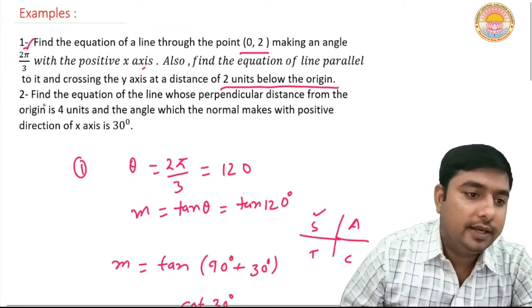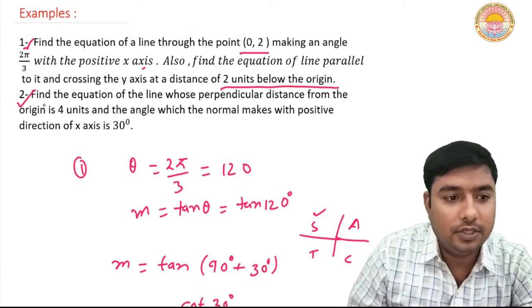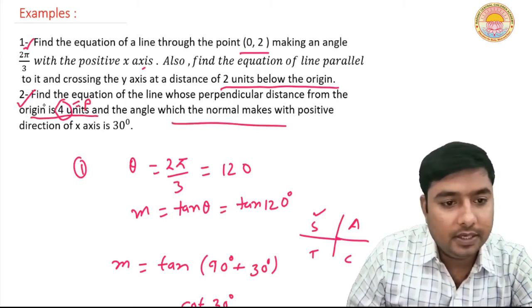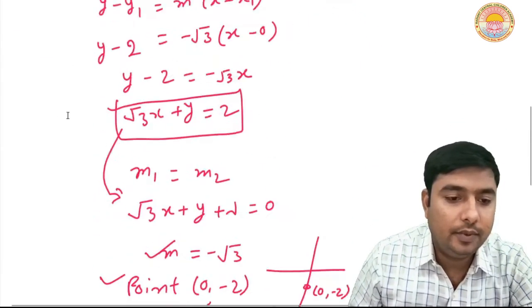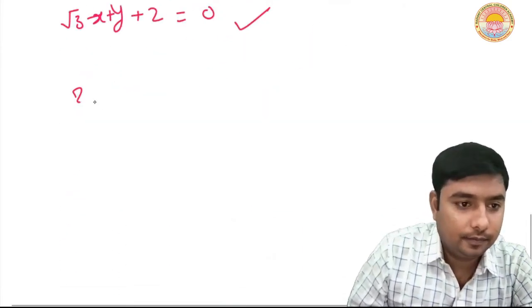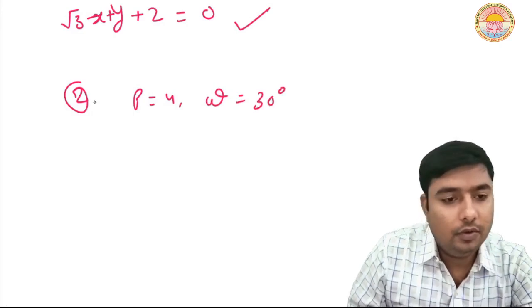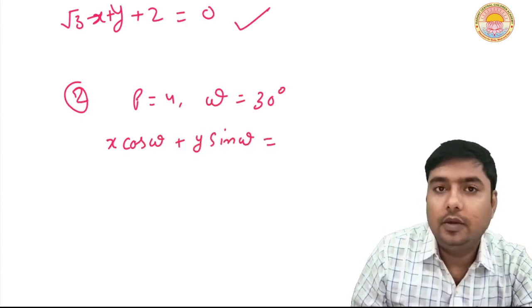Next, second question. Find the equation of the line whose perpendicular distance from the origin, that means this is p, and the angle with the positive axis is 30 degree. That means it's omega. We know that p equals 4 units and omega is 30 degree. What is the equation of the normal form? x cos omega plus y sin omega equals p.